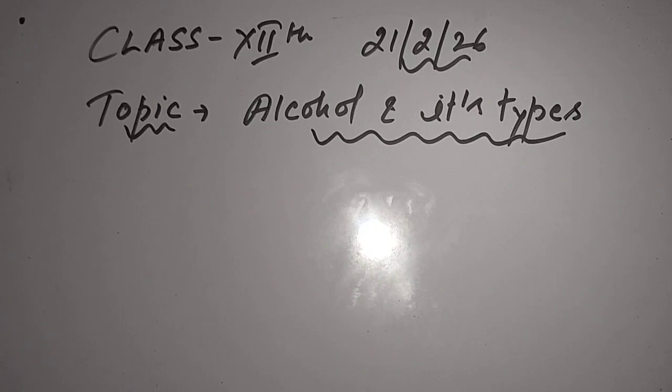Hello everyone, class 12th topic is alcohol and its types. In previous videos we have covered the chapter haloalkanes and haloarenes, two organic compounds. Now it's the turn of the third organic compound, alcohol.